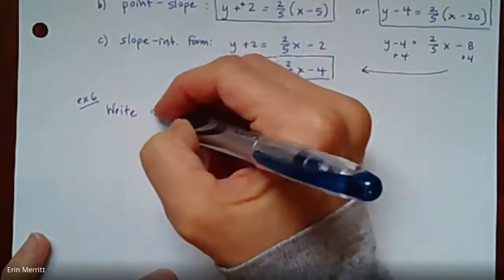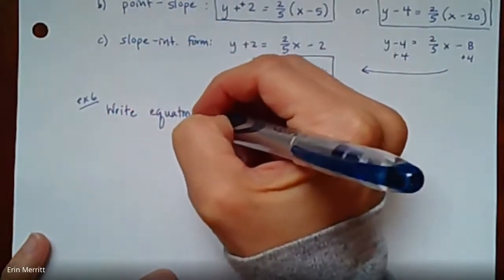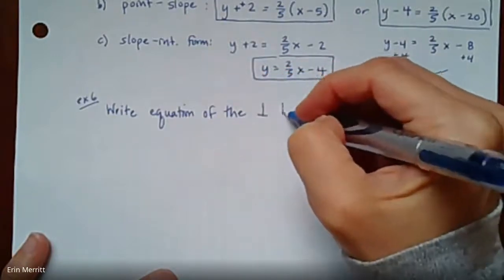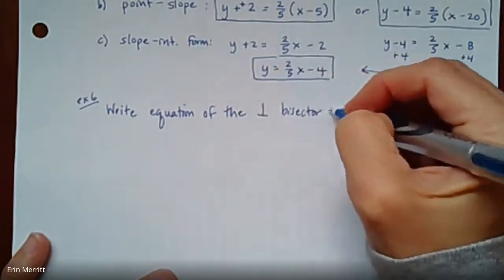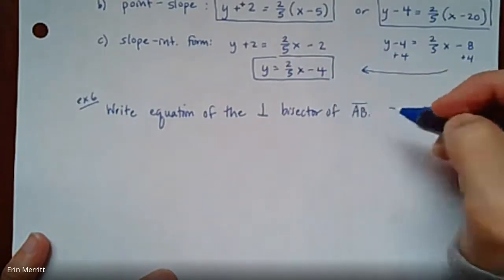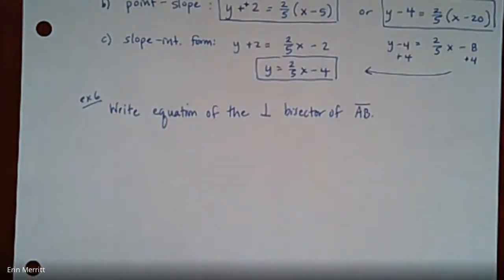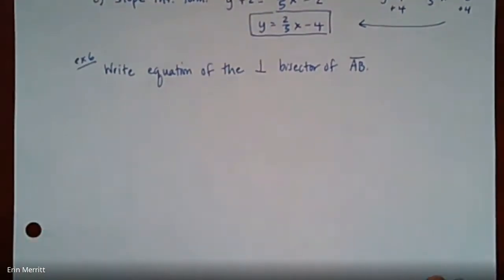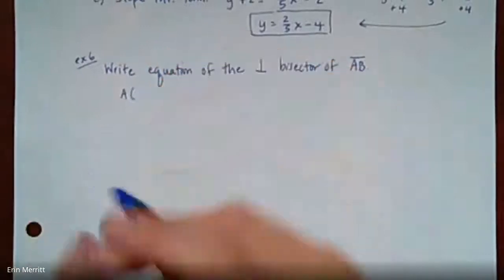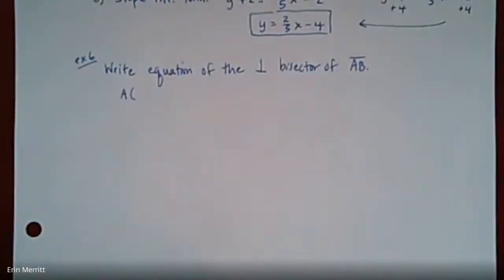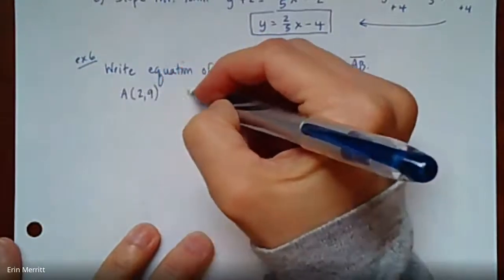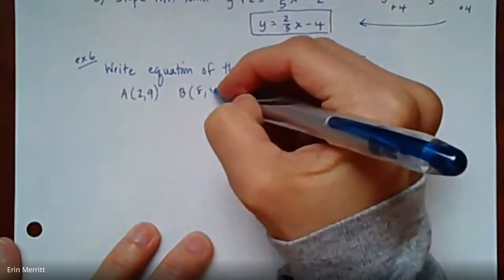All right, write the equation of the perpendicular bisector of segment AB. Last year we would have constructed the perpendicular bisector. We might have used it in a proof as well, right? But now we should be able to easily write the equation. So I'm going to give you point A is the point (2, 9). Point B is the point (8, 7).